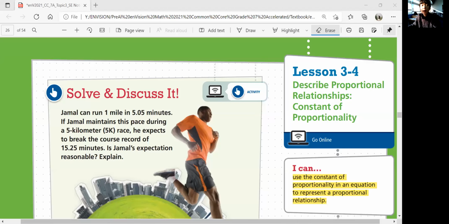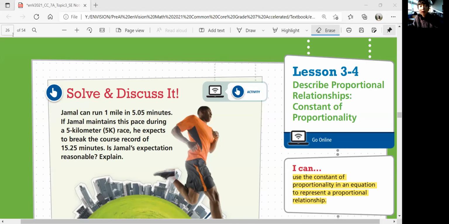Hi, this is Pre-Algebra Lesson 3-4. Describe proportional relationships, constant of proportionality. Last lesson, we described proportional relationships focusing on the equivalent ratios. In this lesson, we're going to describe proportional relationships focusing on the constant of proportionality.